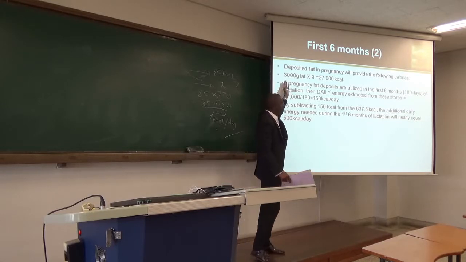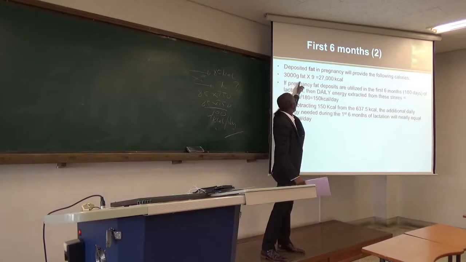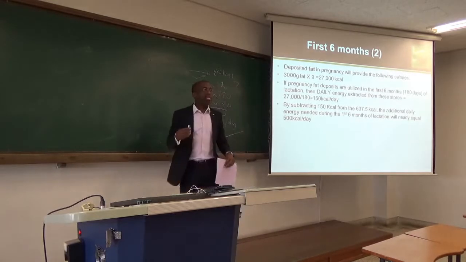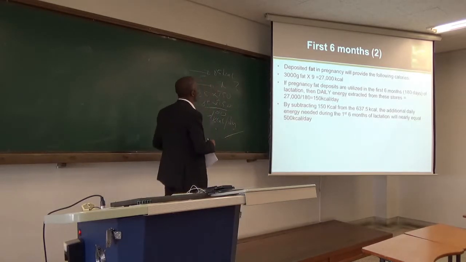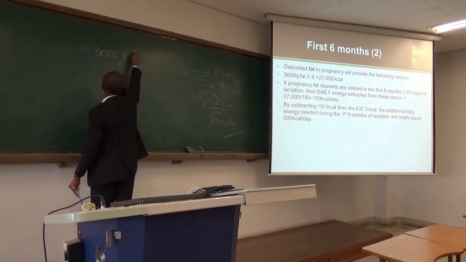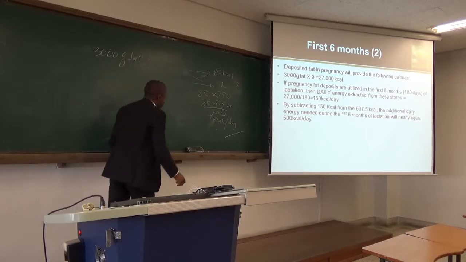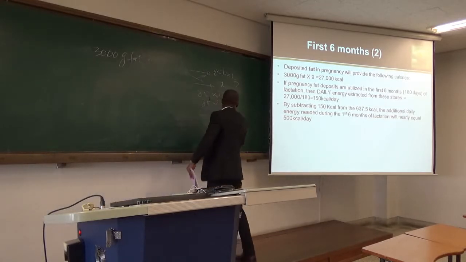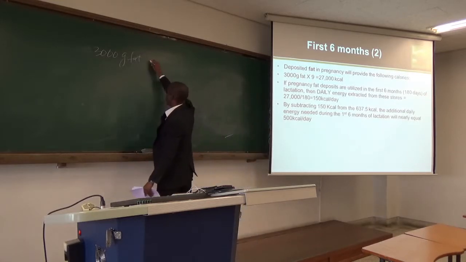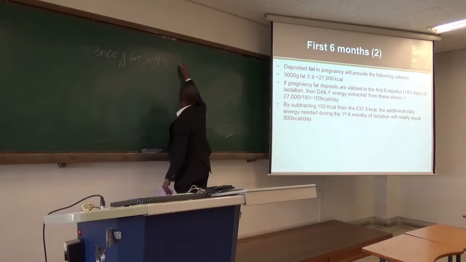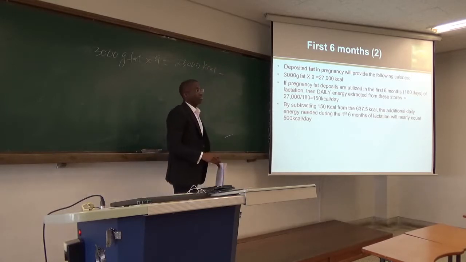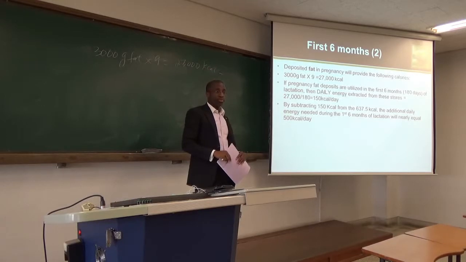So we have on average around 3,000 grams of fat. Now, during that 6 months, we have this energy from fat. So how much do we have? We have around 3,000 grams of fat. Okay? 3,000 grams of fat gives me how many kilocalories? We multiply by what? 9. By 9, and how much do we get? 27,000 kilocalories. Okay? Alright.